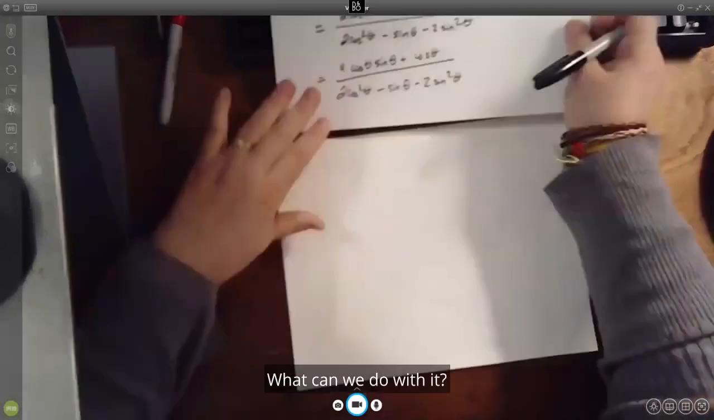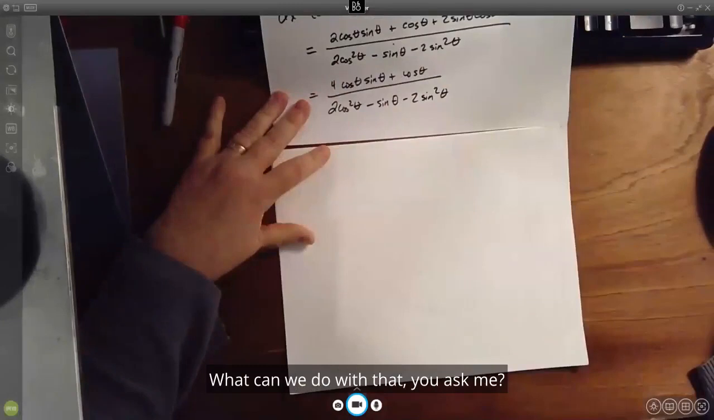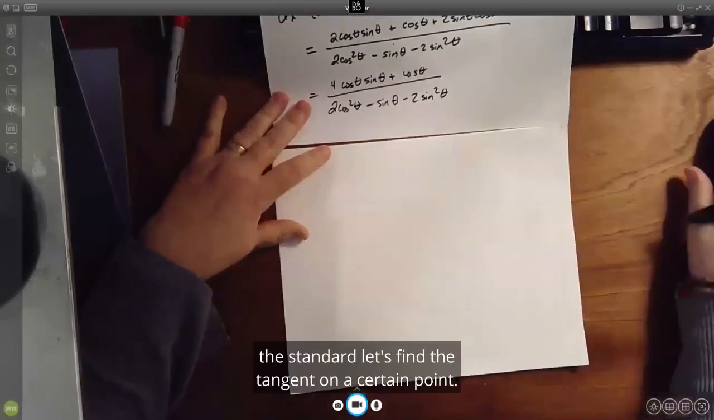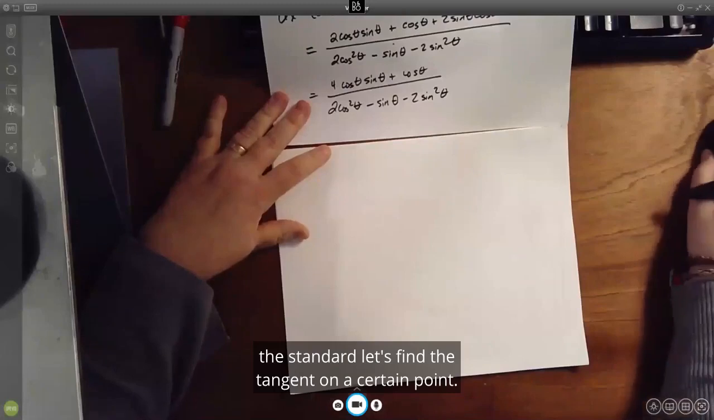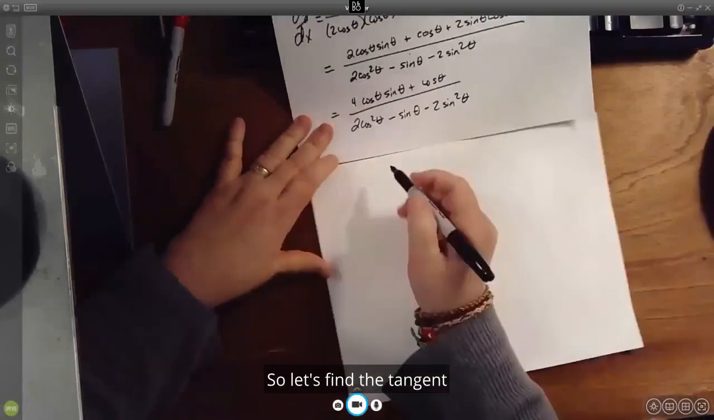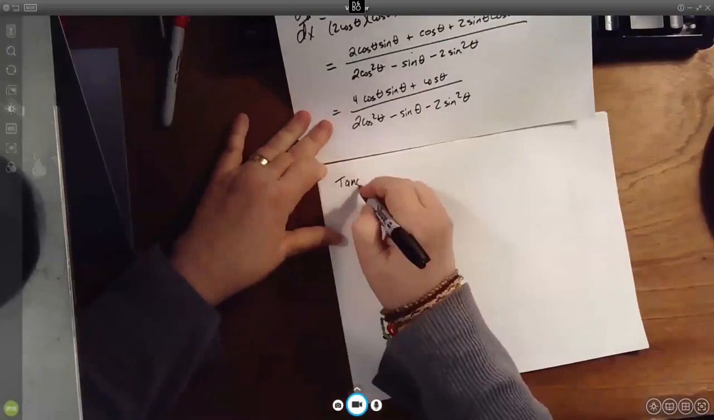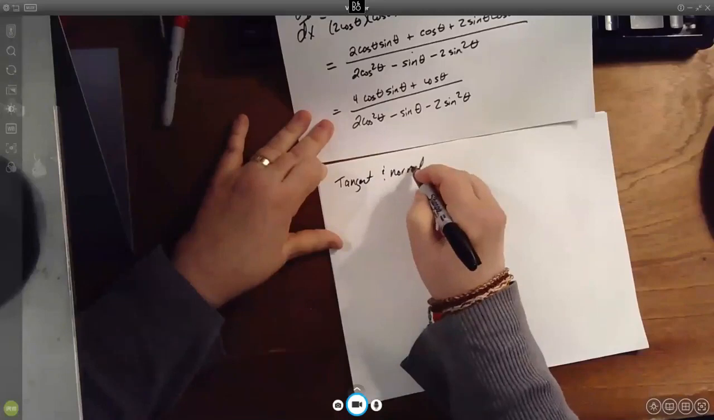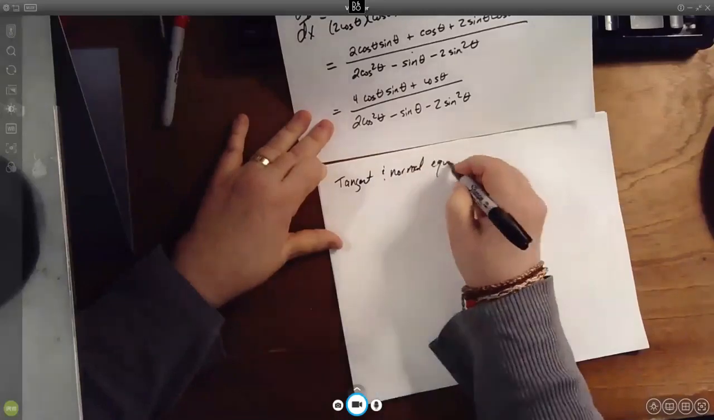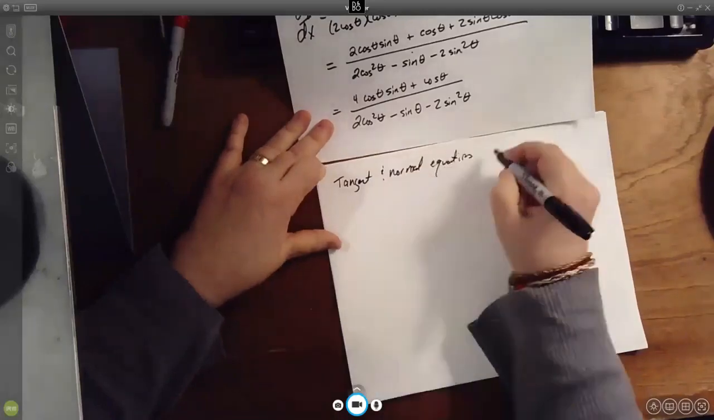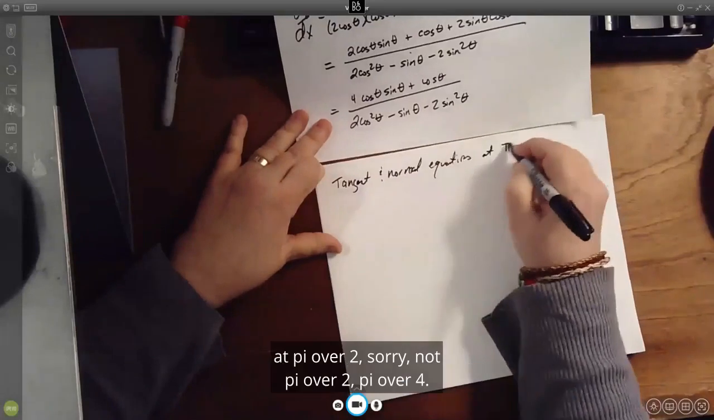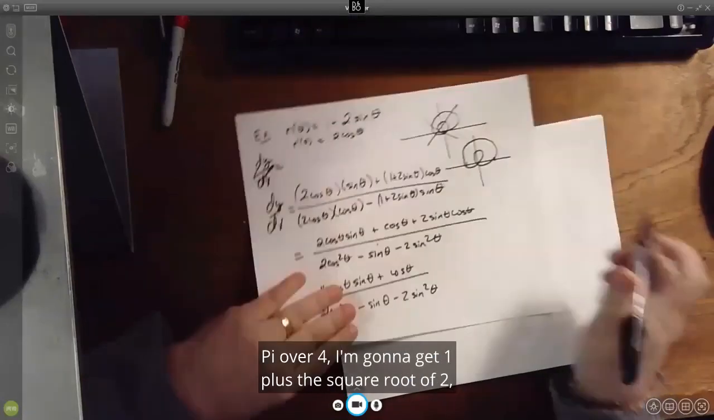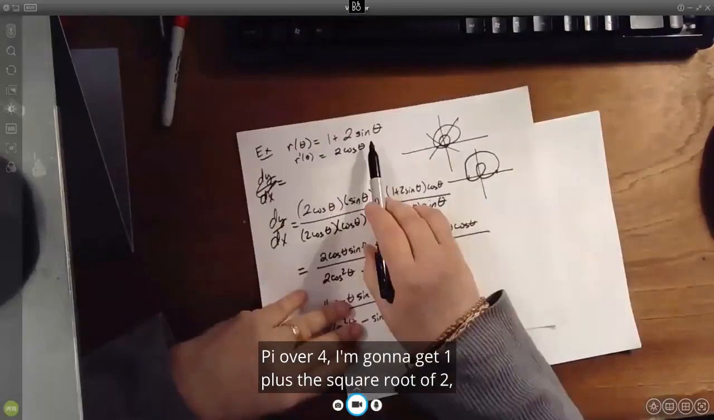What can we do with it? What can we do with that, you ask me? Well, I will tell you. The first thing we're going to do is the standard: let's find a tangent and normal equations at a certain point. At pi over 2. So, not pi over 4. Okay, what's pi over 4? At pi over 4, I'm going to get 1 plus the square root of 2.